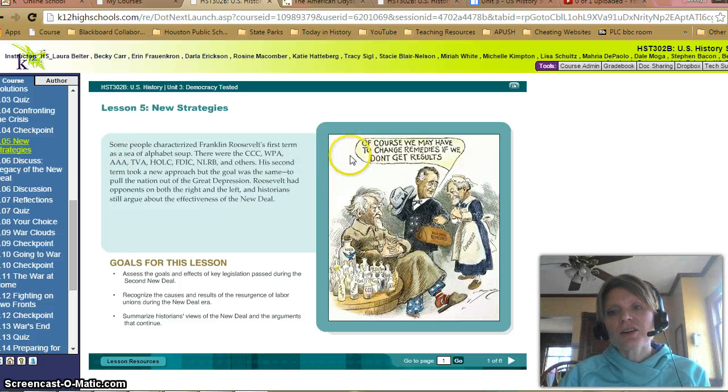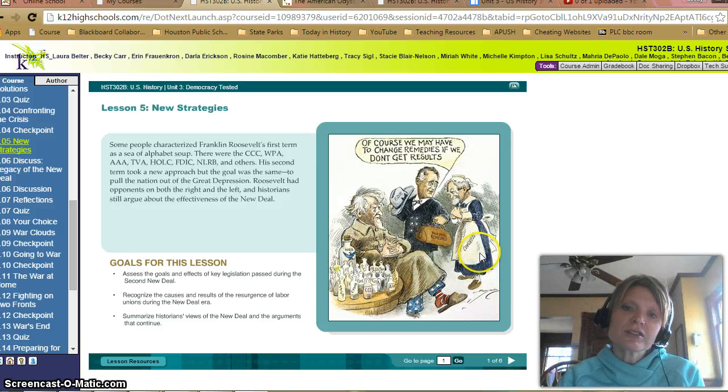And here, let's look at the cartoon first. We have President Roosevelt there in the middle. His medicine bag says New Deal remedies. This little nurse on the side, the apron says Congress. And then we have this older man sitting down. We can tell that's Uncle Sam.